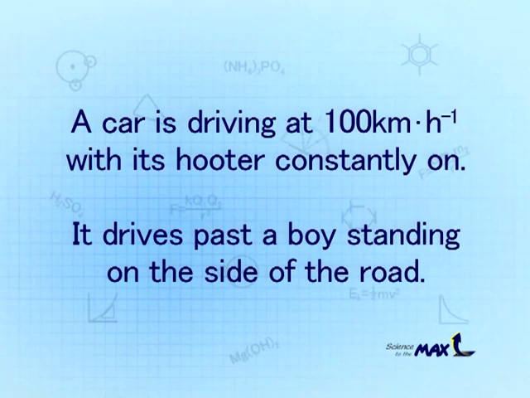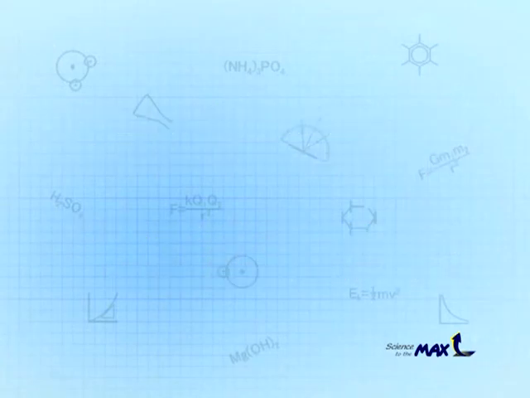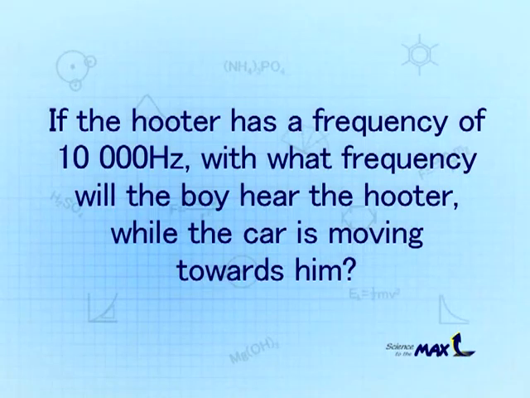So let's look at an example which you'll find on your worksheet. A car is driving at 100 kilometers per hour with its hooter constantly on. It drives past a boy standing on the side of the road. If the hooter has a frequency of 10,000 hertz, with what frequency will the boy hear the hooter while the car is moving towards him?